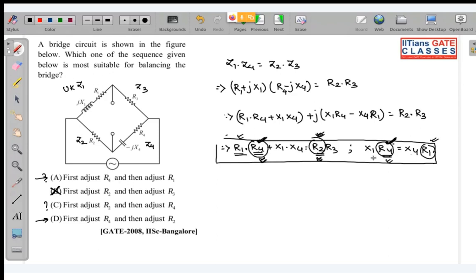Are you getting the point? Whereas in option D, once I am setting R4, I am just disturbing R2, which is present in this equation. I am nowhere disturbing the other equation because R4 has already been set. I am disturbing R2. Are you getting the point? Tell me.